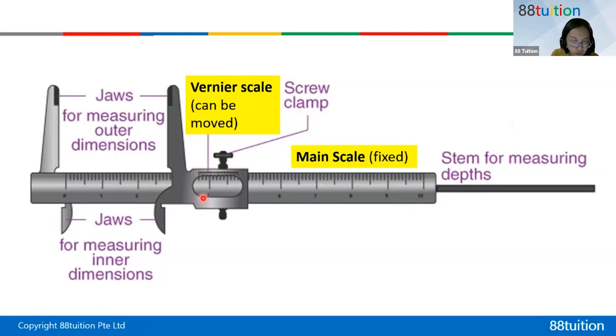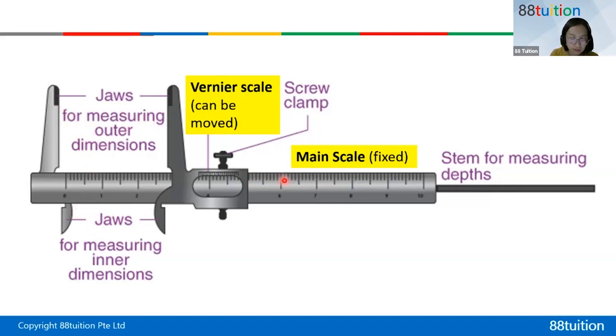piece. It will move. So you pull it to the right or left, depending on the measurement. All right, so whatever you measure, you either put it here or put it here, depending on what you're measuring. Let's say you want to measure the inside of a container, inside of a beaker, you put it here. If you're measuring the outside of a beaker, then you put it here.